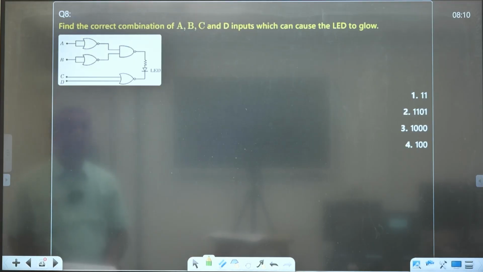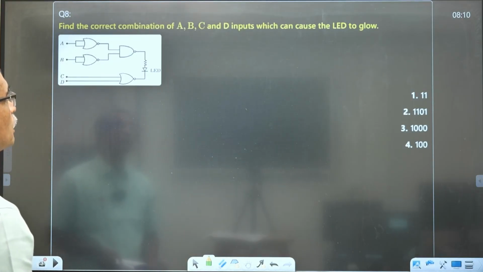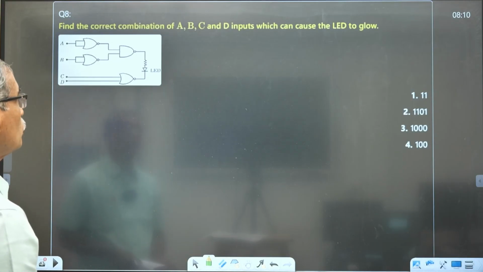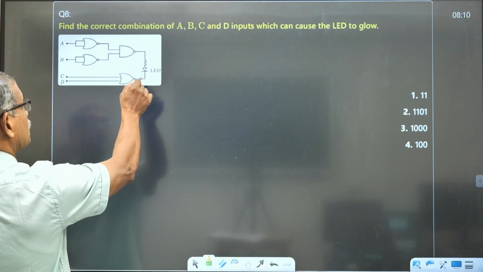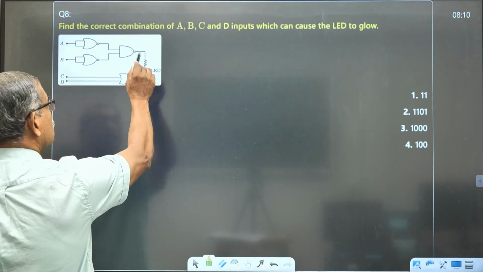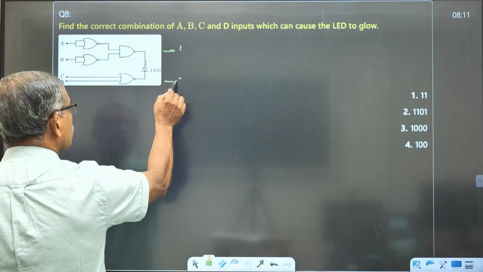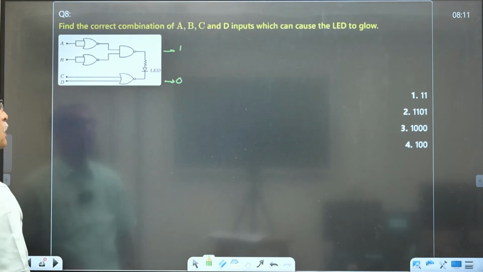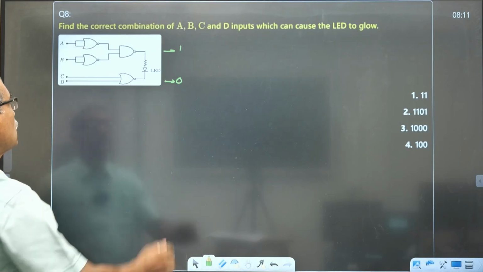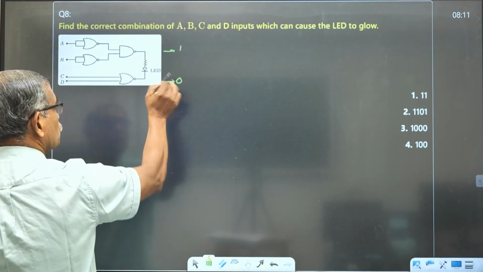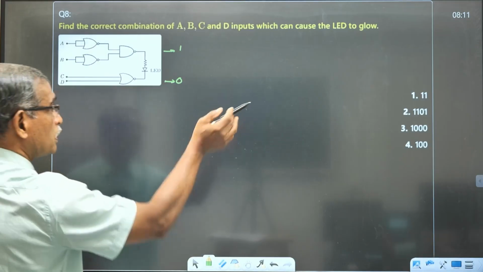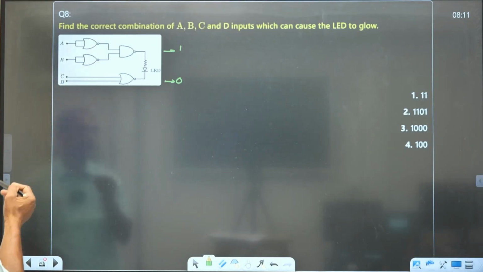Next. Find the correct relation between A, B, C, D, which can cause the LED to glow. The LED glows only when it is forward biased. Forward bias means this terminal is 1 and this terminal is 0. Then the LED will glow. This is 1 and this is 0. Now out of the given options for A, B and C, D, which one will satisfy this?